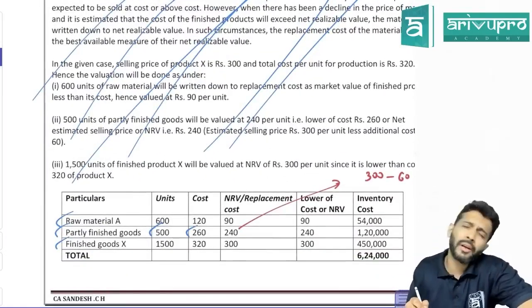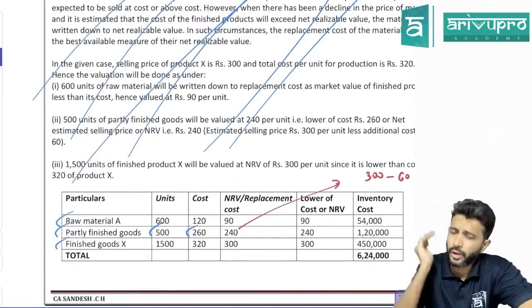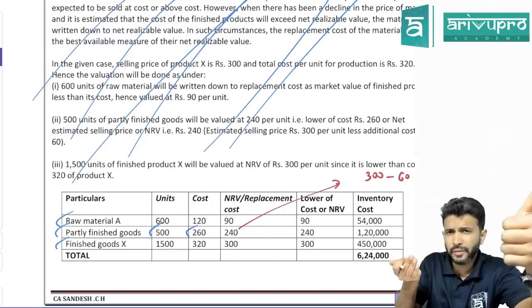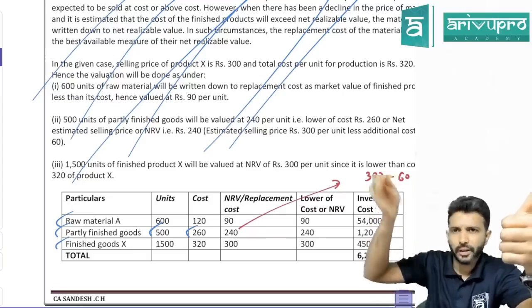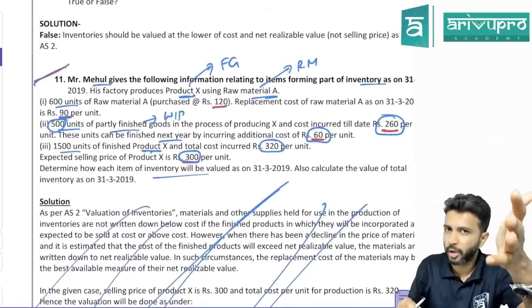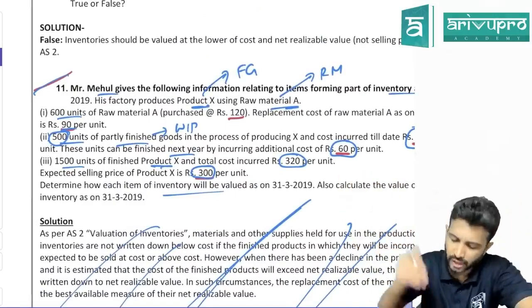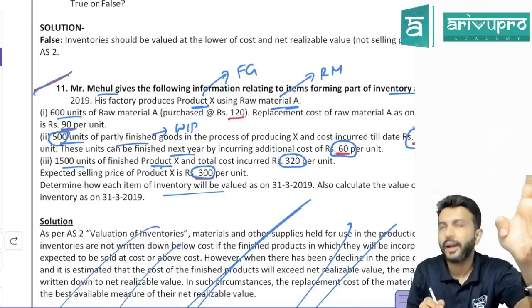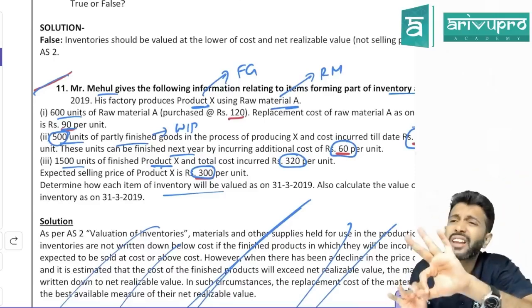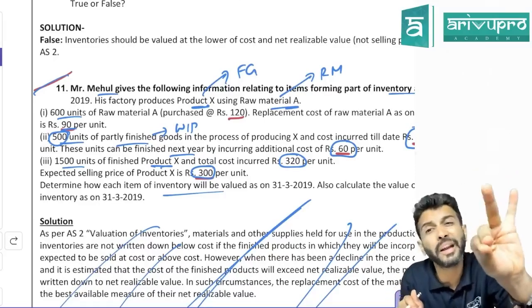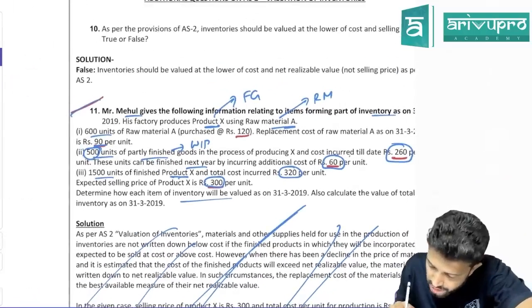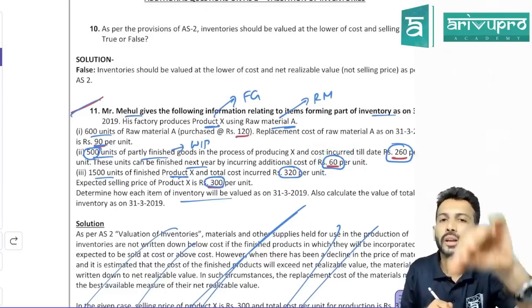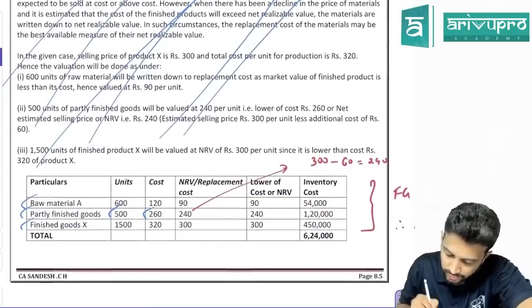WIP should be valued at cost or NRV, whichever is lower. How do you find NRV of WIP? Expected selling price. Will you sell raw material, WIP, or finished goods? Finished goods. Eventually WIP will become finished goods. How much will you sell that finished product for? 300. Minus expected selling cost; nothing has been given. Minus further completion cost; for WIP it is 60. So net realizable value for WIP is 300 minus 60, which is 240. Got it?